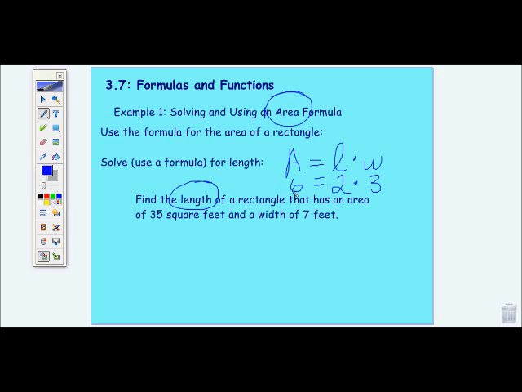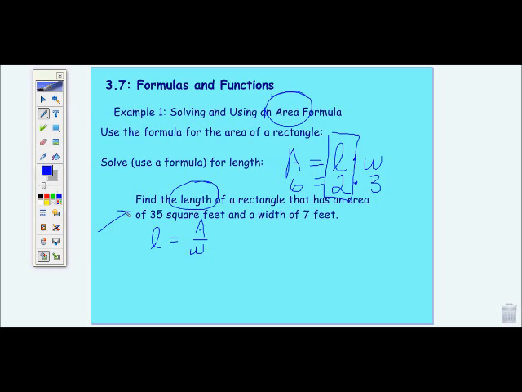So if I want to solve for L, or solve for 2, I'm going to say that L would be equal to, and to get to the L, I would need to use my 3 and my 6. The way I would do that is, my 6 is my area, and I'm going to divide that by my width. Now I have a function for solving for length.